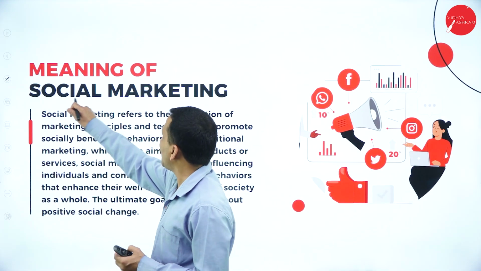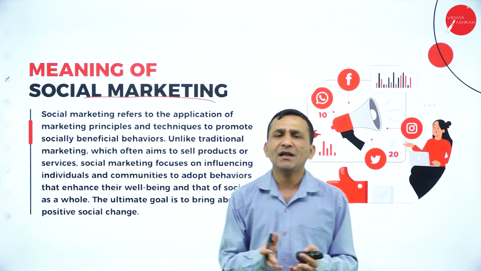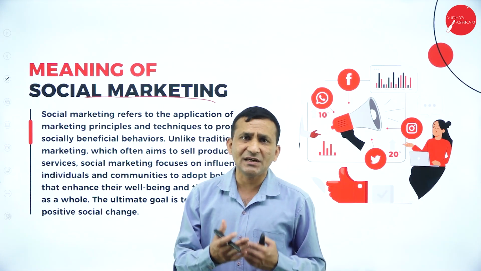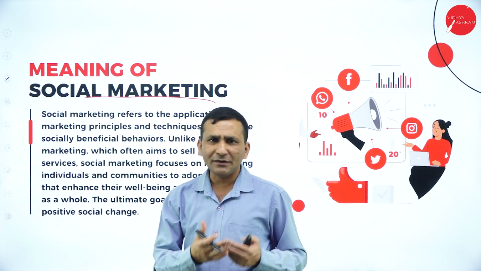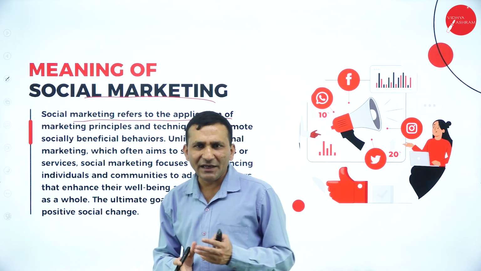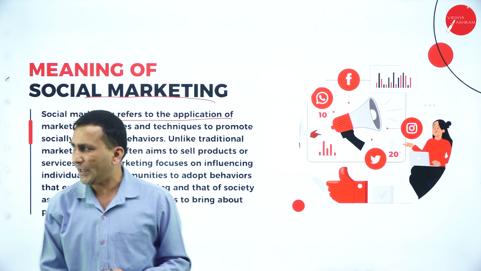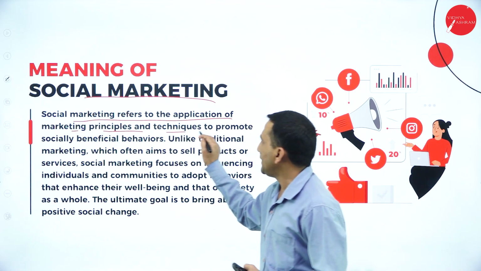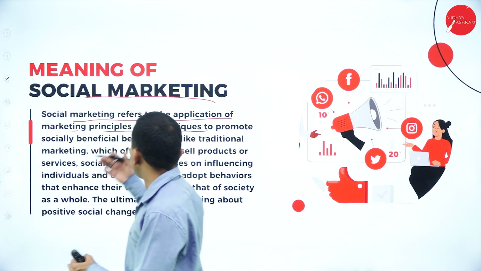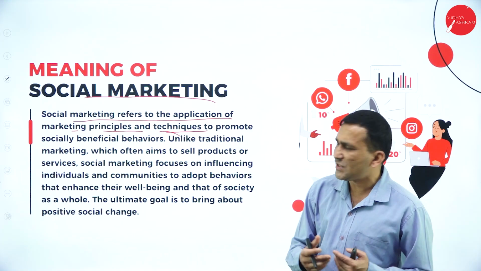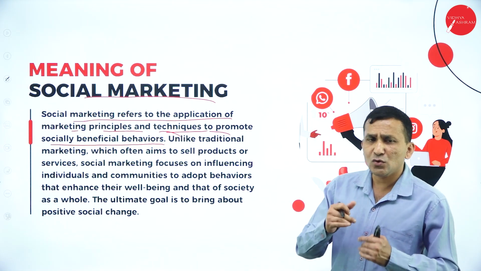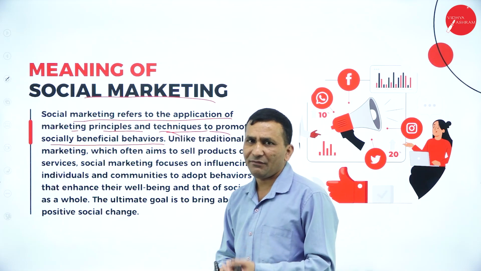The first one, the social marketing. Social marketing, which is directly connected to the society, so which is also one kind of a recent development. The social marketing refers to the application. Application means what exactly we are using. Marketing principles and technique, whatever the principles set to the marketing activity, which is going for a different approach using a technique to promote the socially beneficial behavior. So society is getting a benefit based on the behavior and all.